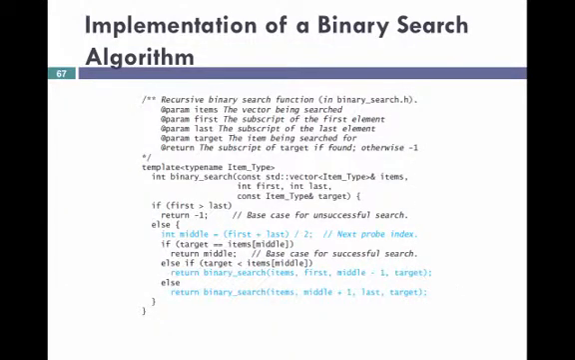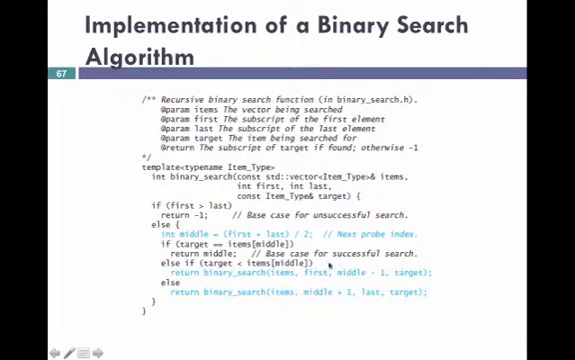Here's a C++ implementation of our binary search, where we take a vector, an integer for the first and last index numbers, and a target value that we're searching for. If first is greater than last and we have an empty vector, we return a -1. If our target matches the middle, then we'll return middle. There's our base case for a successful search.